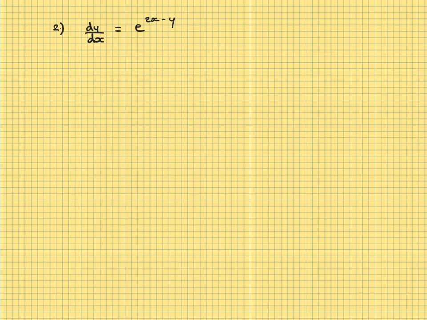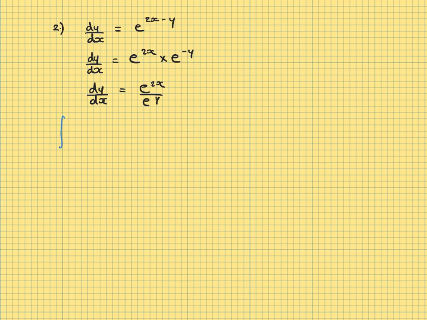So question 2 is another one where I've seen people quite often not know how to start. Remember your laws of exponentials. The right-hand side could be split up like this: e to the 2x multiplied by e to the minus y, or if you wanted, dy by dx equals e to the 2x divided by e to the y. Think about your laws of indices. Now you've got two separate terms in x and in y, so we can separate the variables.